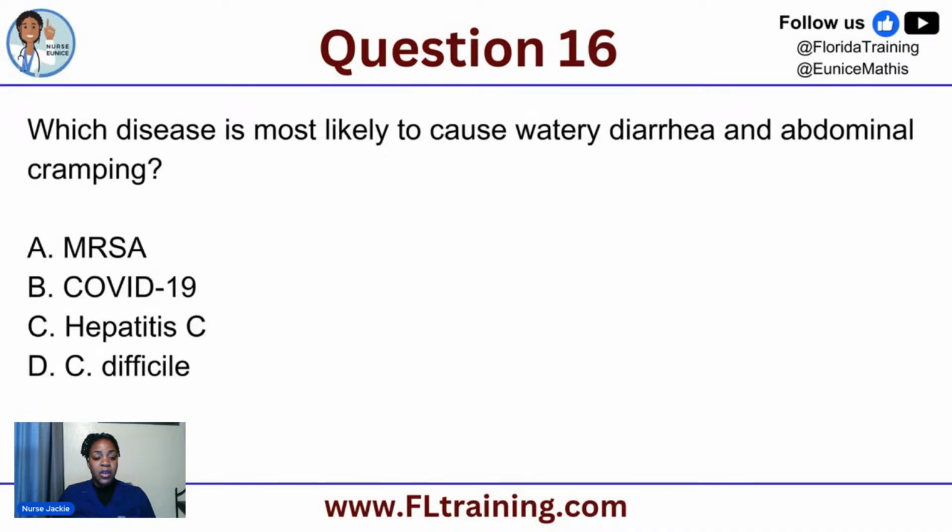Question 16. Which disease is most likely to cause watery diarrhea and abdominal cramping? A, MRSA. B, COVID-19. C, hepatitis C. Or D, C. difficile.